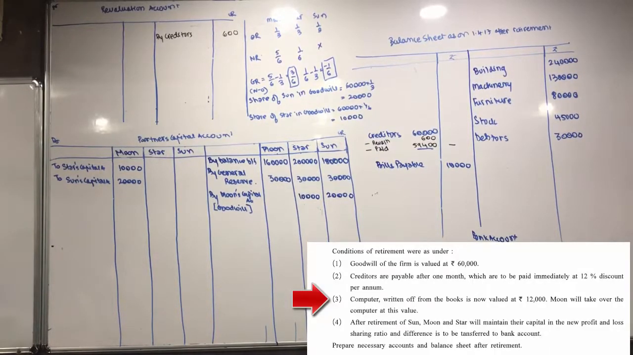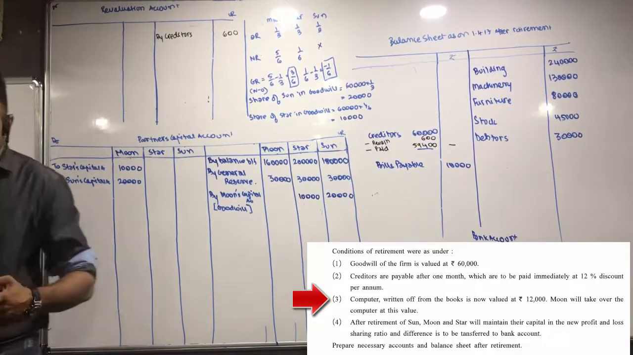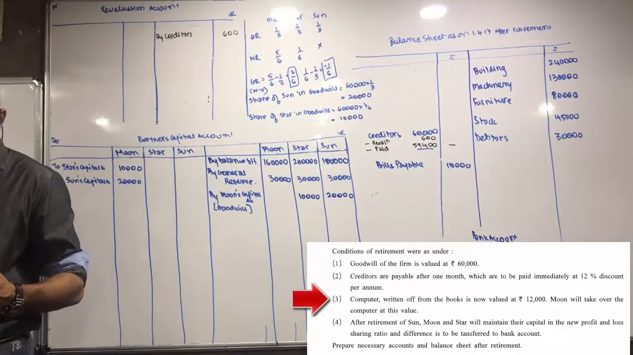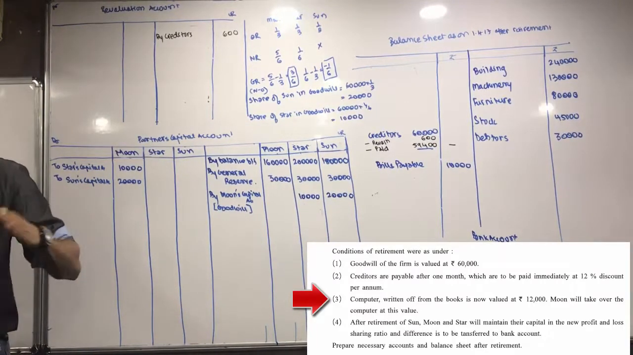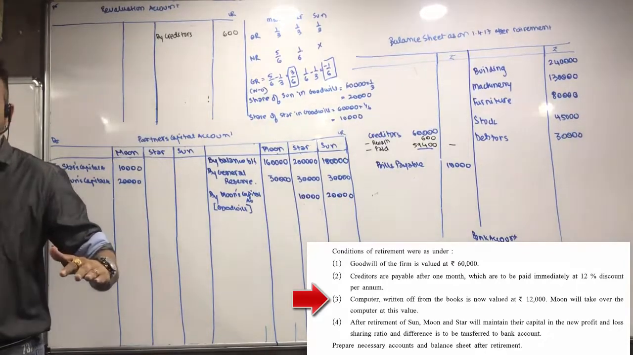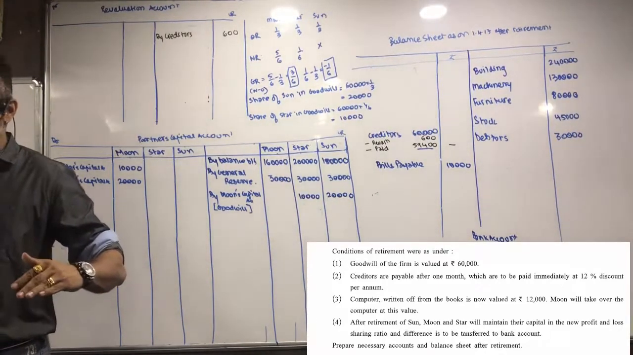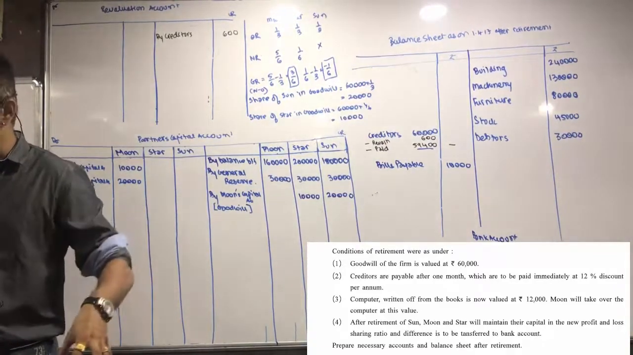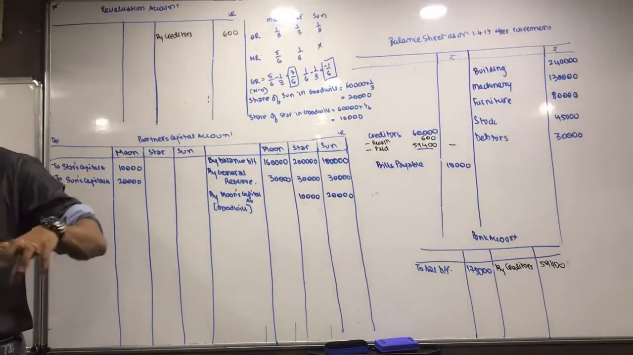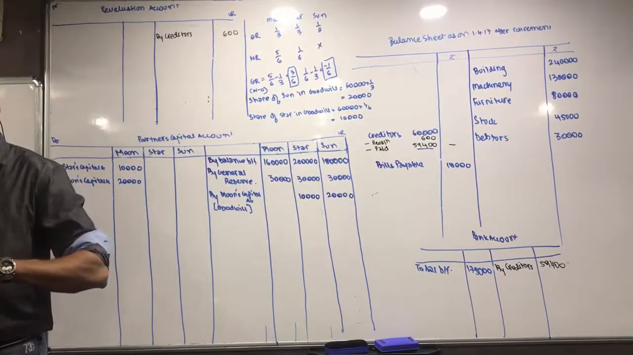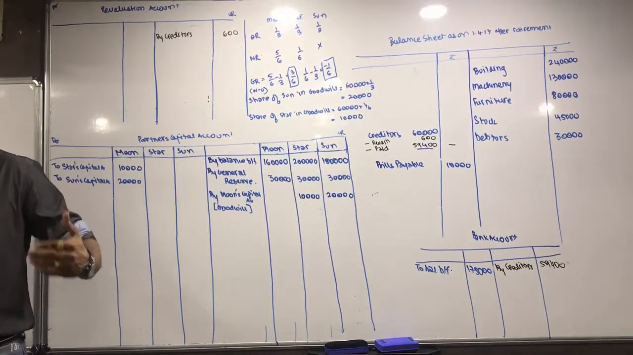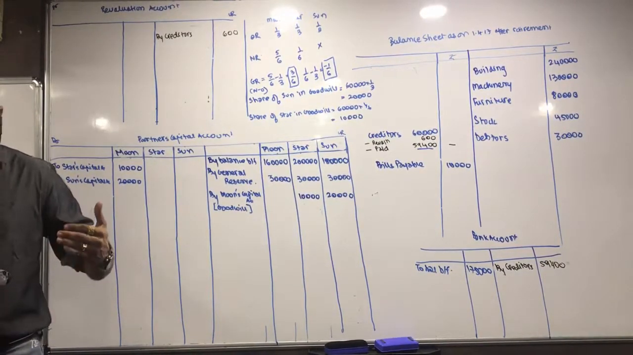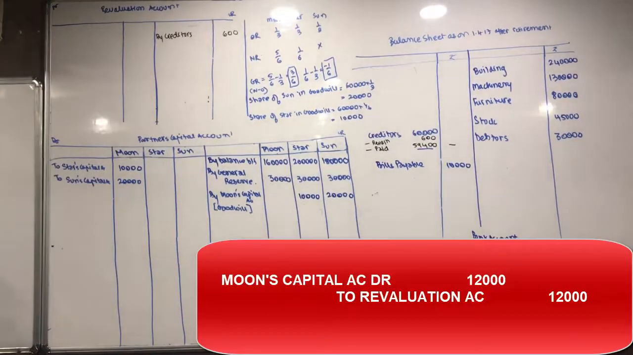Now computer written off. Should I wait? Yes, in case we did not end that. Now computer written off from the books is now valued at 12,000. What does that mean? I had an asset and wrote it off, so in my books of accounts the value has become zero. But that asset still exists in my premises. So now one of the partners decided to take that asset at a value of 12,000. So who is the receiver? Partner is the receiver. So we debit Moon's capital account and credit revaluation account.